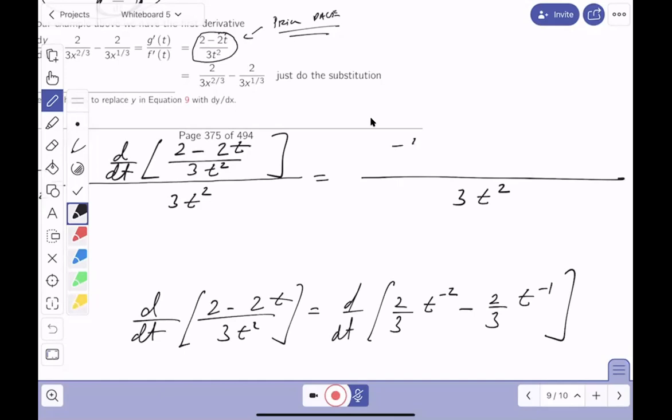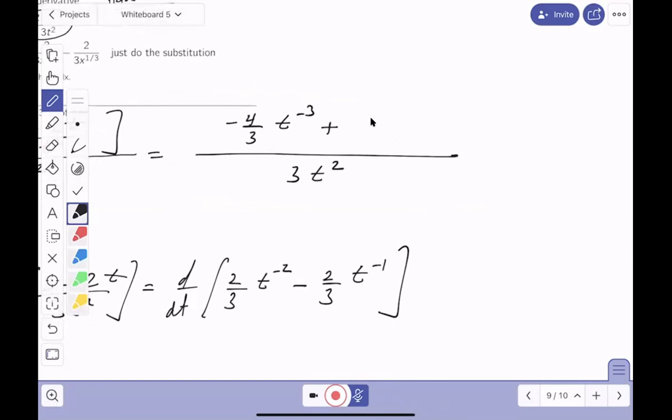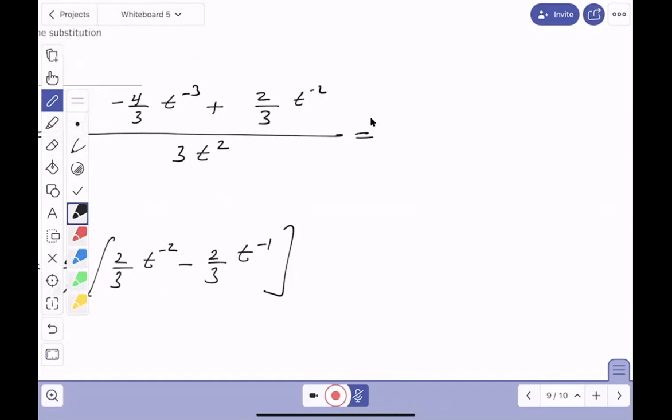That's going to be minus 4 thirds t minus 3. We'll check with the key, don't worry. Plus 2 thirds t to the minus 2. I don't like the way that looks. I'm going to write it a little bit differently. I'm going to write it as minus 4 thirds t cubed plus 2 over 3t squared.